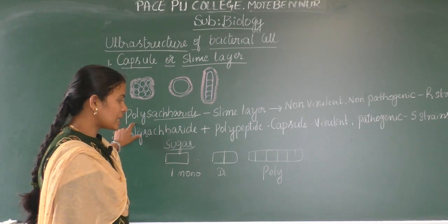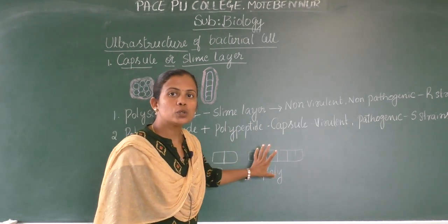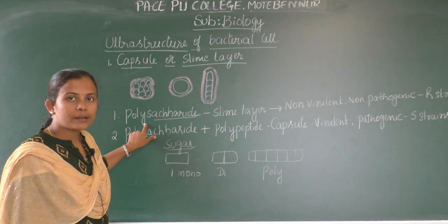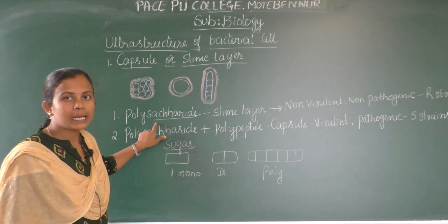So there is a presence of many sugar molecules that leads to the formation of a complex carbohydrate that is called polysaccharide.